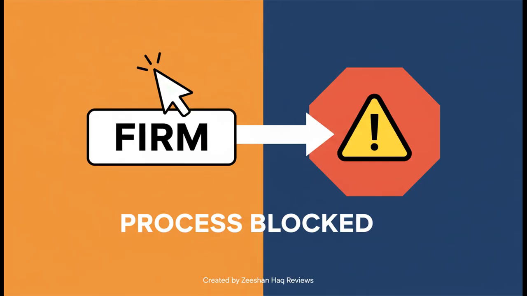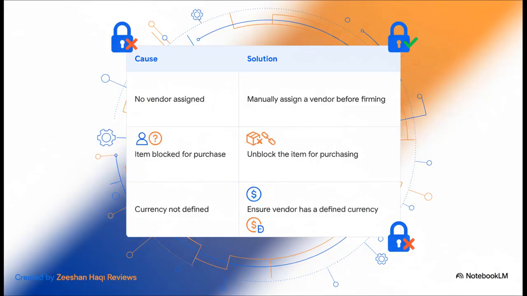So you've done everything right. The PPO looks absolutely perfect. You get ready, you click firm, and error message. The system just won't let you convert that plan into a real purchase order. So what's blocking you? Think of firming as one final validation check. The system is scanning for all the mandatory info it needs to create a legally binding purchase order. The most common things that'll stop you are a missing vendor, an item that's been blocked for purchasing, or maybe a missing currency on the vendor's account. You have to fix these data gaps before the system will give you the green light.